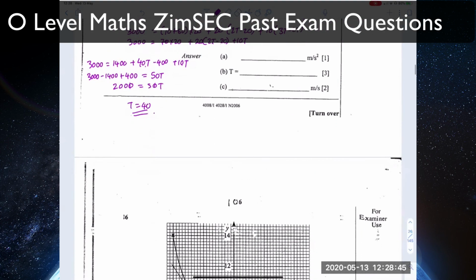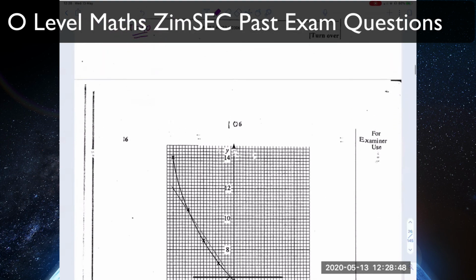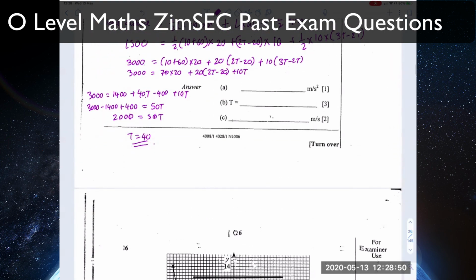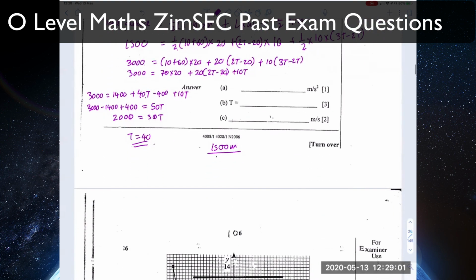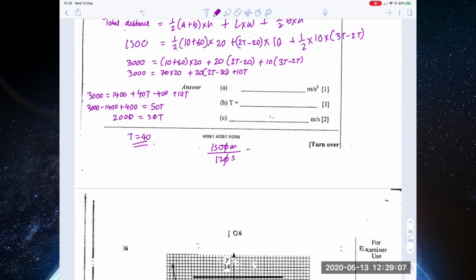And then part C says the average velocity for the whole journey. How do you find the average velocity? Total distance over total time. So what was the total distance? 1500 meters over the total time, 120 seconds. So that cancels. 12 into 15 is 1, 12 into 30 is 2, 12 into 60, 12 and a half meters per second. So it should be 12 and a half meters per second. Here they got 15. Their answer is wrong.